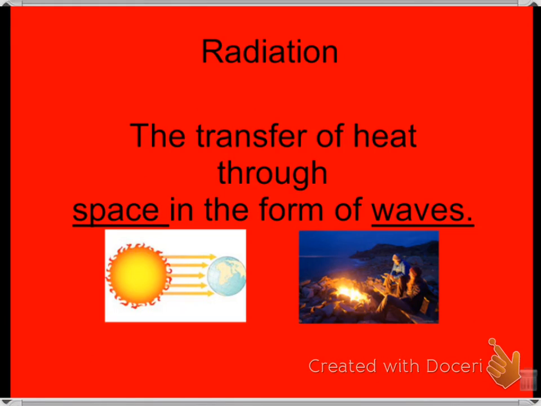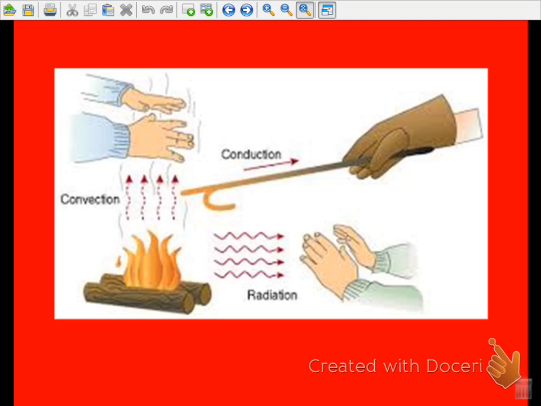Radiation, this is that thermal or infrared energy radiation that we were talking about last week. It's the transfer of heat through space in waves. So that's how we get light from the sun, or heat from the sun, sorry. That's how we get heat from a fire if we're sitting next to it.